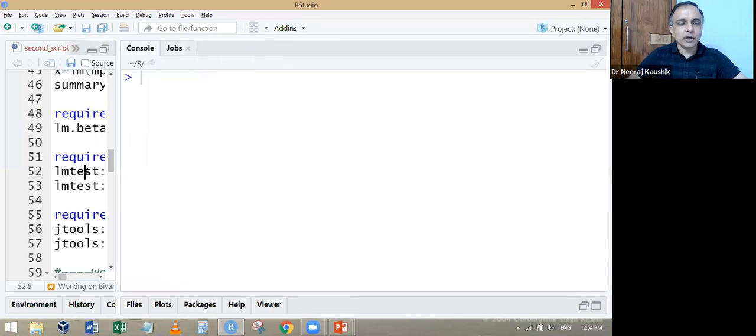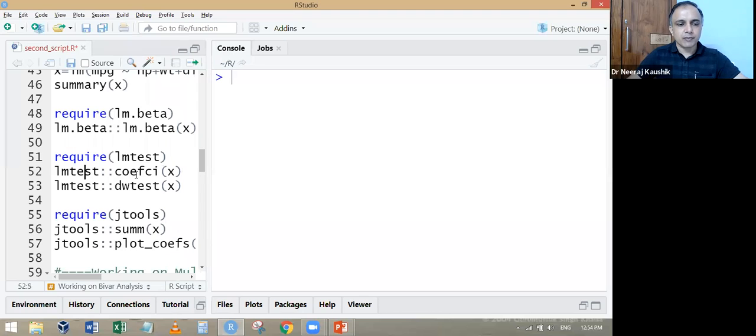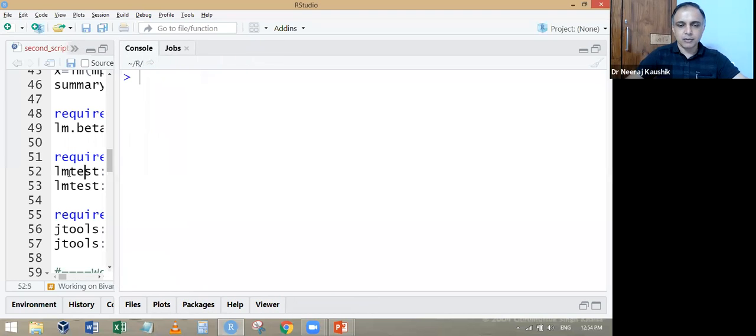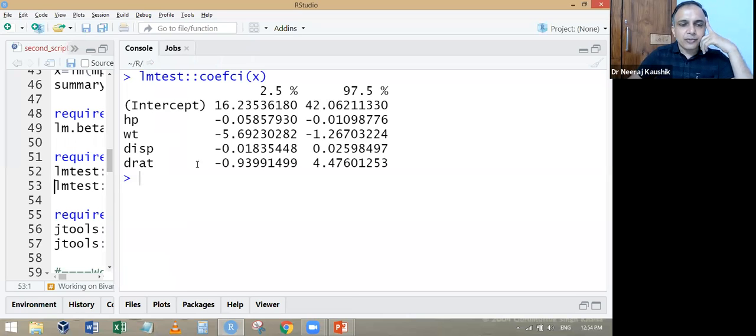What is meant by COEF? It's the future. Coefficient, confidence intervals. Confidence interval means future. Run it. The value of DRAT can be minus 0.9 to 4.47.